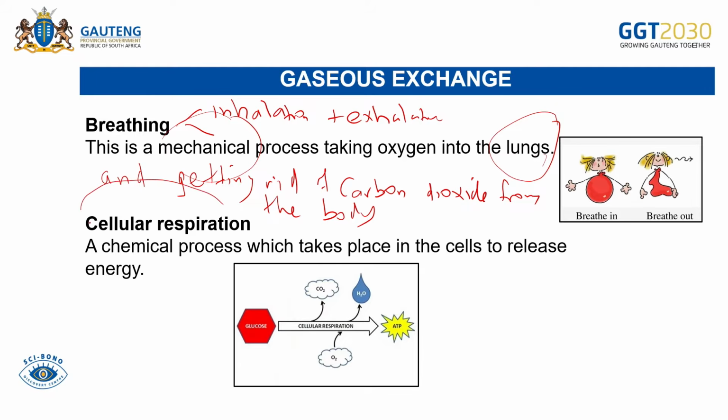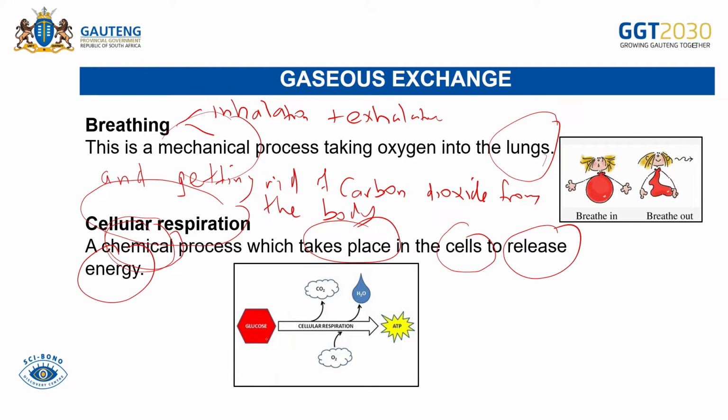Then we come across a word called cellular respiration. Now the word cellular is very important because it indicates that this process of respiration occurs not at the lung surface but at a cellular surface, a small cell. Okay, so here now, this process, you cannot see it with the naked eye. You can see the process of inhalation and exhalation, but you cannot see respiration. So therefore, it's a chemical process. So cellular respiration is a chemical process which takes place in the cells to release energy.